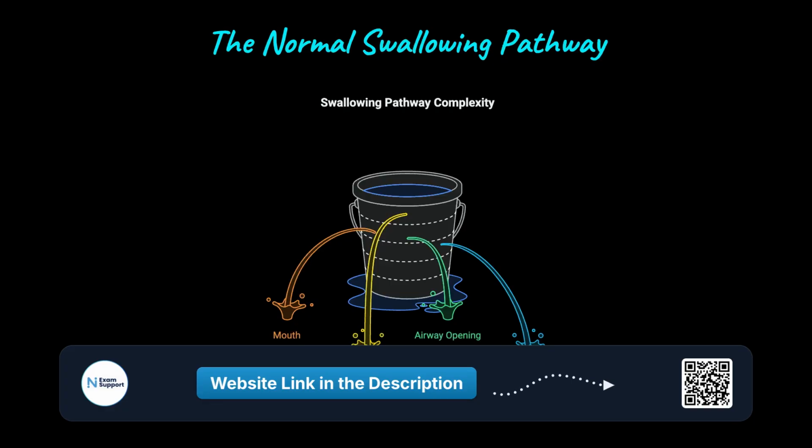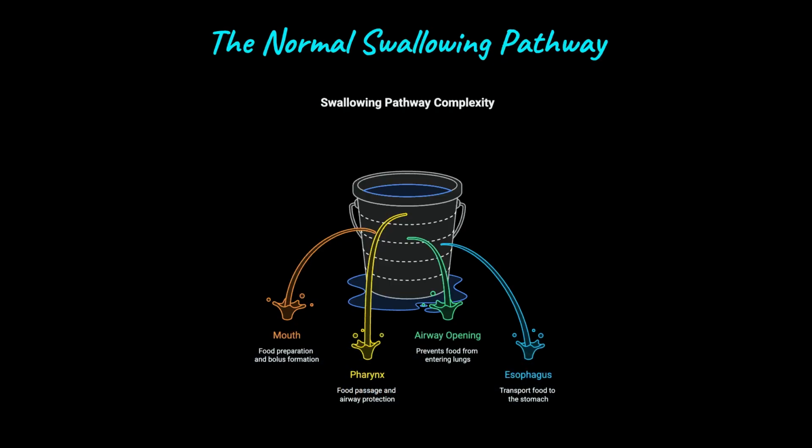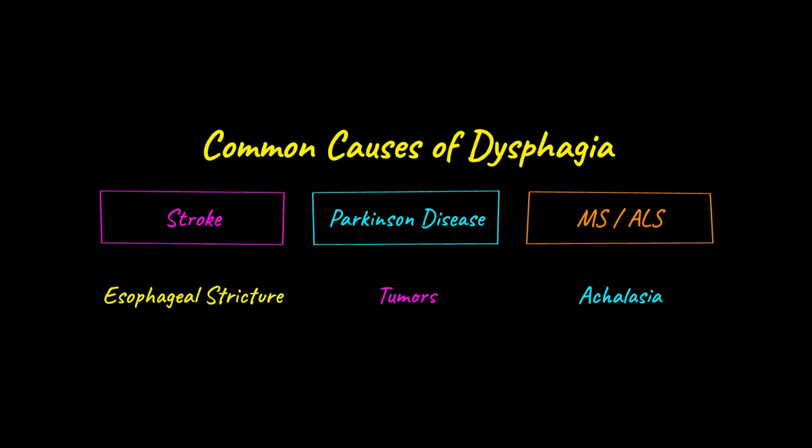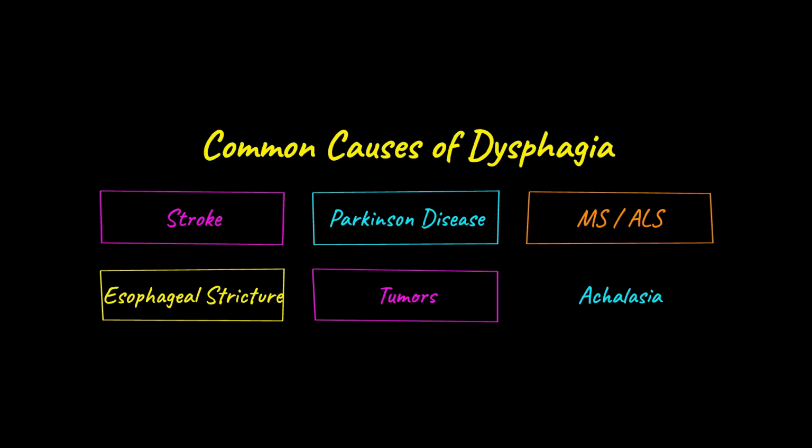Swallowing is a complex sequence involving more than 30 muscles and several cranial nerves. Food travels from the mouth through the pharynx, past the airway opening and into the esophagus. Any breakdown in this coordination produces dysphagia, which can range from mild discomfort to dangerous aspiration. Dysphagia has many causes. Neurological causes include stroke, Parkinson's disease, multiple sclerosis, and ALS, all of which impair the muscle control needed for safe swallowing. Structural causes include esophageal strictures, tumors, and motility disorders like achalasia.